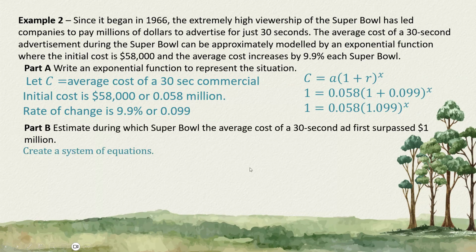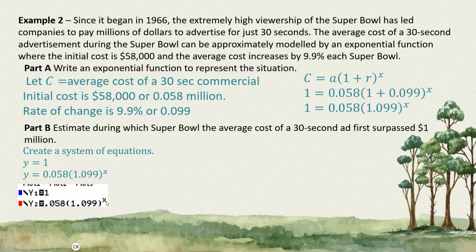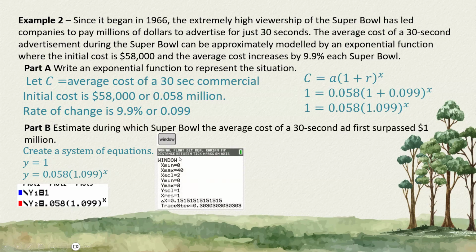To solve it, we're going to use a system of equations. So for y1, we put what we had on the left, which was 1. And then for y2, we're putting the exponential expression that 1 was equal to. Then when we press graph, first we're going to set up our window. X is representing the years since 1966, so the number of Super Bowls. So we're going to go from 0 to 40 with an x scale of 2. Y is representing the cost of a commercial in millions of dollars. So I'm going to make the Y window going from 0 to 8 with a scale of 1.